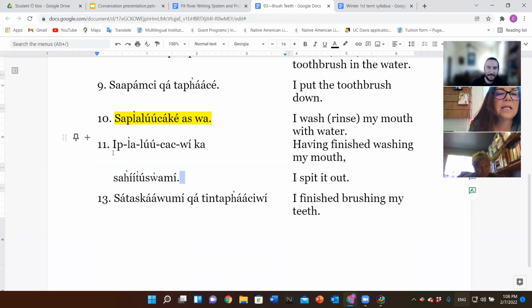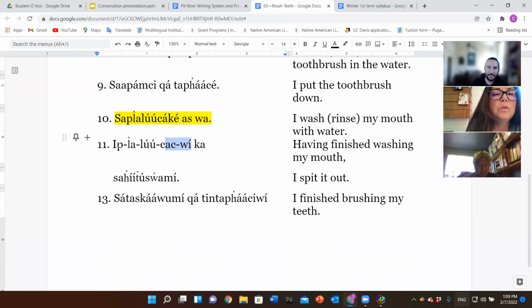Sahi Uswami. So this is washing mouth out, and this Atswi means like finished, having finished. So that can go like kind of at the end of a verb, having finished that thing.